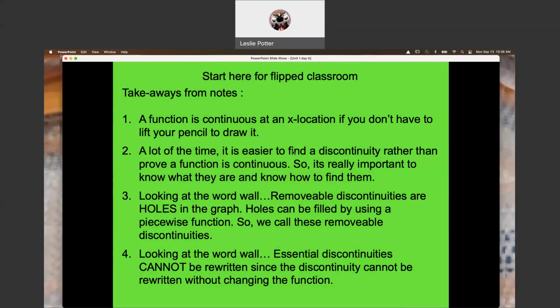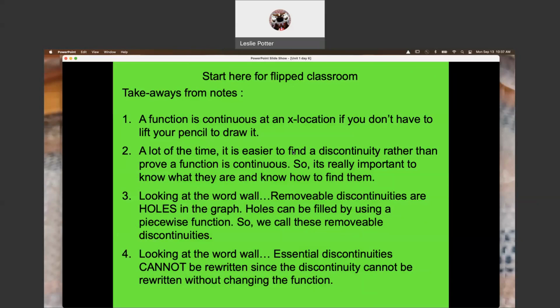So I put the types of discontinuities up on the wall that you discovered and diagrammed in your notes. So we have our removable ones, we have our jumps, and our infinite or asymptotes, and our oscillating, which is really rare. So anytime you have a hole in the graph, if all it is is just this hole, right? That's kind of what you're doing on the piecewise functions in the notes for today.